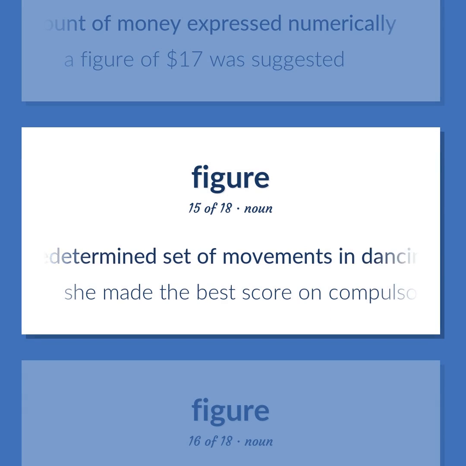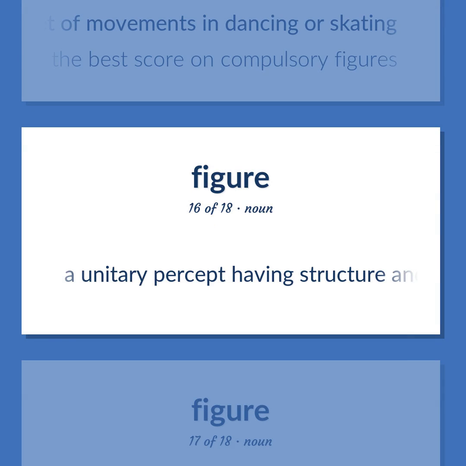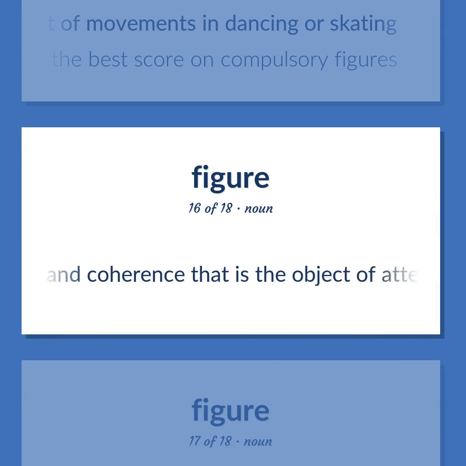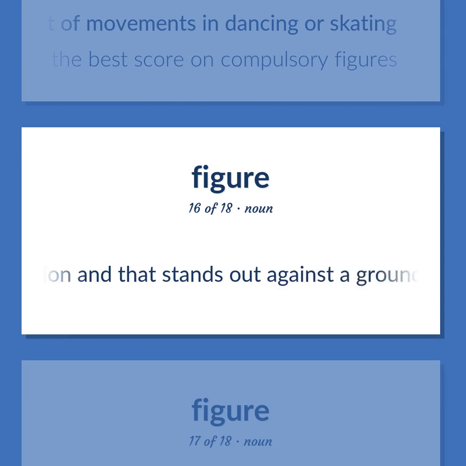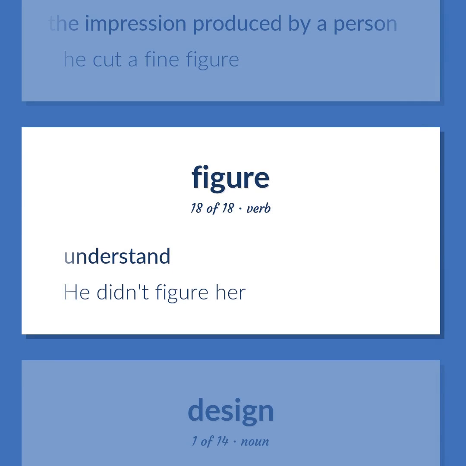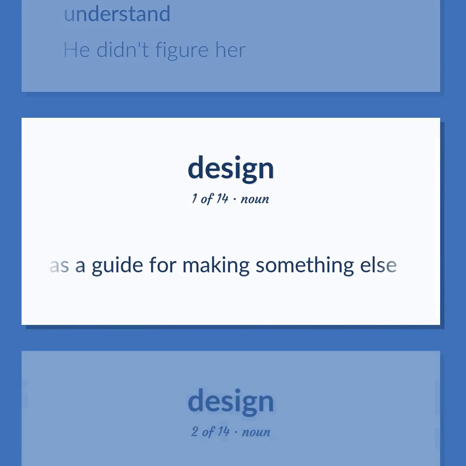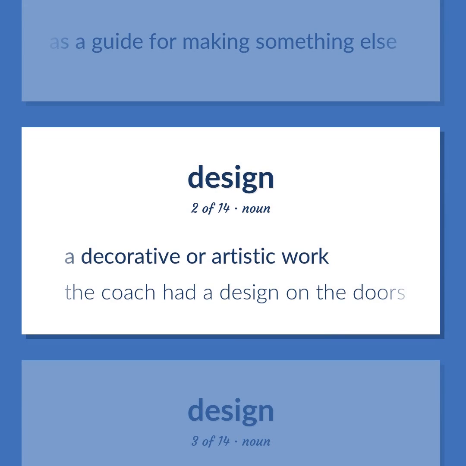A predetermined set of movements in dancing or skating. She made the best score on compulsory figures. A unitary percept having structure and coherence that is the object of attention and that stands out against a ground. The impression produced by a person. He cut a fine figure. Understand. He didn't figure her. Something intended as a guide for making something else. A decorative or artistic work. The coach had a design on the doors.